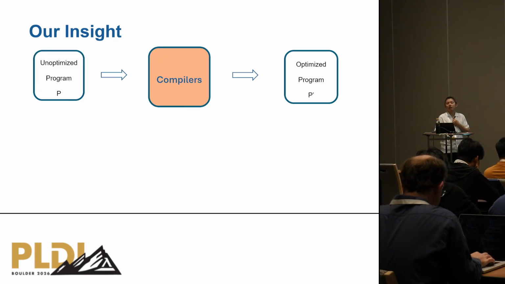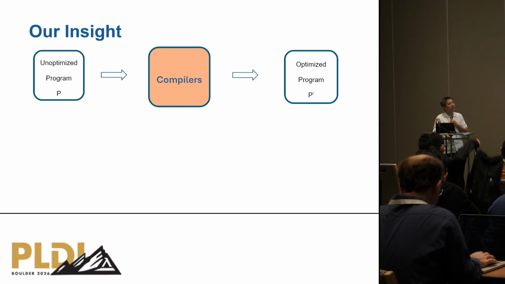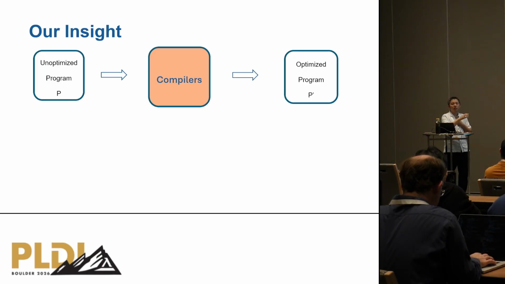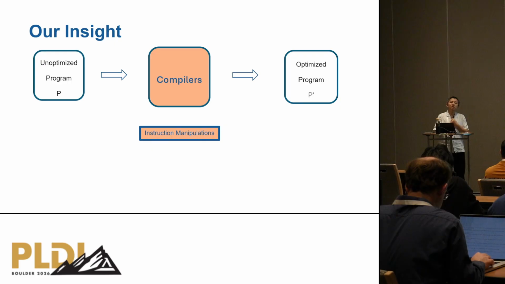Okay, the technical insight, as I mentioned, is actually a realization of the general idea mentioned at the opening of my talk. So we want to instrument the compiler so that when the compiler produces the optimized binary P prime, it will also generate some meta information. In particular, we will be focusing on two types of information.